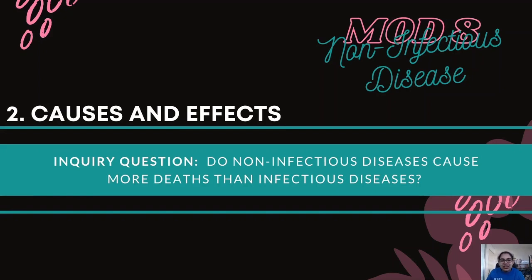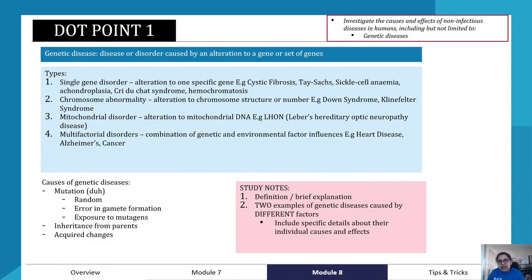Let's have a look at the second inquiry question, where we have to look at the causes and effects. So, do non-infectious diseases cause more deaths than infectious diseases? The syllabus wants us to look at genetic diseases. Now look at the wording here, including but not limited to. So we definitely want to look at genetic diseases, but you may choose to do some other examples as well, for example in class.